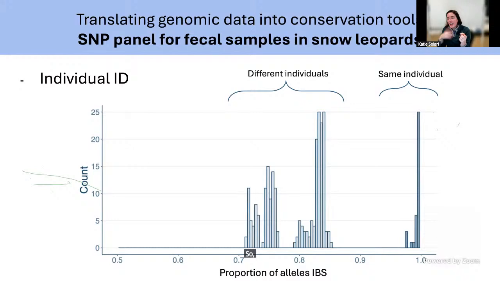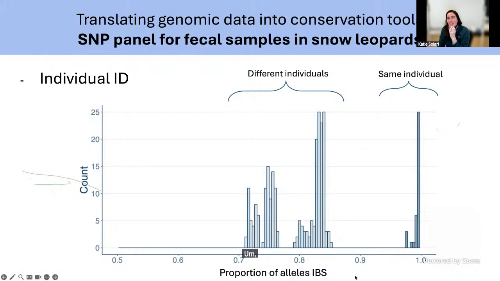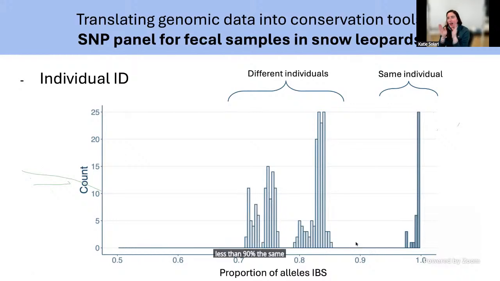So feces A and feces B, if they're 99% the same across all of the SNPs that we amplified, they're the same individual. And then these are all pairwise comparisons between different individuals. So any pairwise comparisons between feces that are less than 90% the same, those two feces are coming from different individuals.